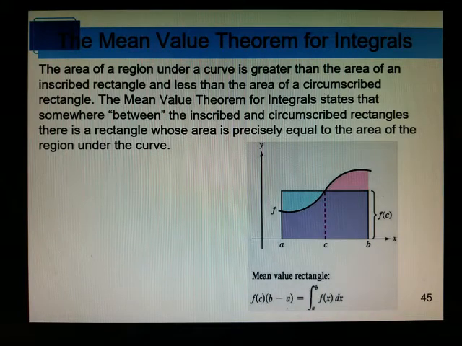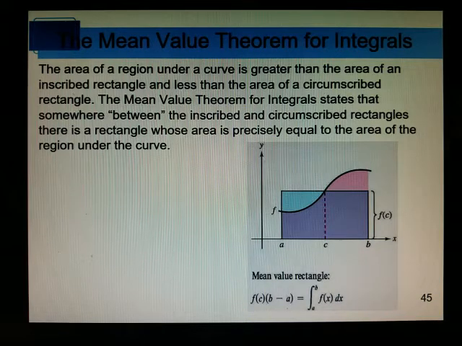So the mean value theorem is telling me the area of a region under a curve is greater than the area of an inscribed rectangle and is less than the area of a circumscribed rectangle. The mean value theorem for integrals states that somewhere in between, the inscribed and circumscribed rectangles, there exists a rectangle whose area is precisely equal to the area of the region under the curve. So that's all it's telling me.